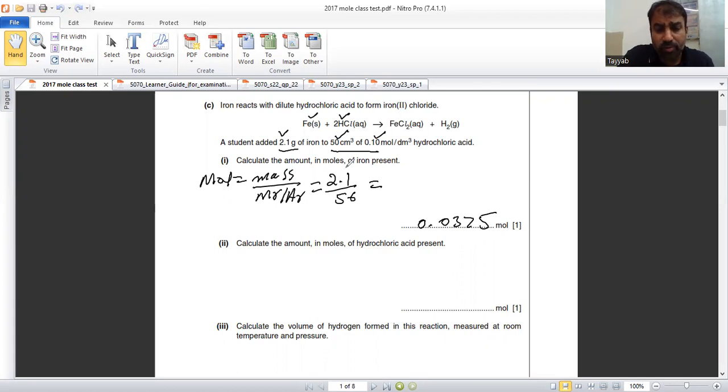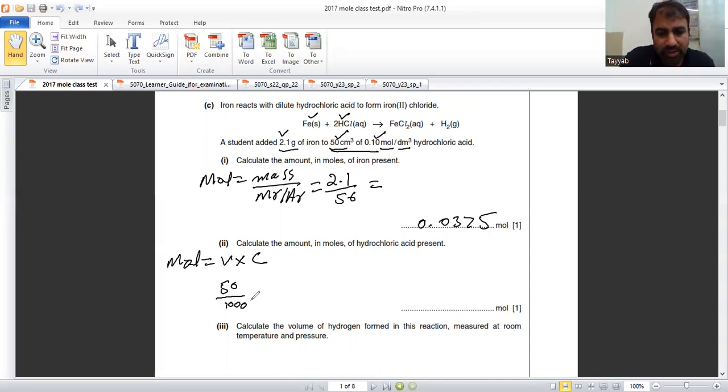Next, he's asking to calculate the amount in moles of hydrochloric acid. We have to check what information is given about hydrochloric acid. It is given volume and concentration. The volume is 50 centimeter cube. If concentration is written as mole per dm cube, this shows it is concentration. So mole is equal to volume into concentration. In the revision checklist, you should know how to convert centimeter cube into dm cube: you just have to divide by 1000.